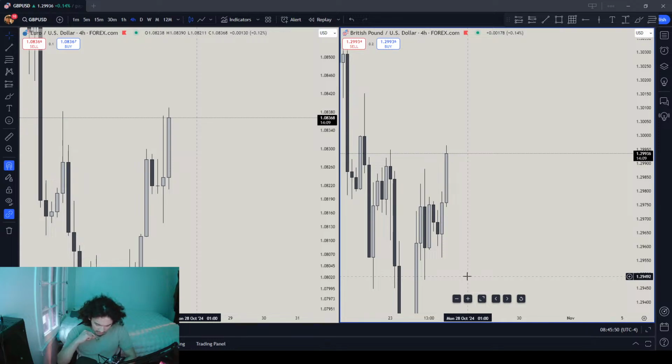TP1 will be 3% of the CRT. TP2 is the CRT high or CRT low. For the 1 hour CRT, TP1 will be the CRT high or CRT low. We do 50% of the 4 hour CRT, and the final TP will be the CRT high or CRT low of the 4 hour.